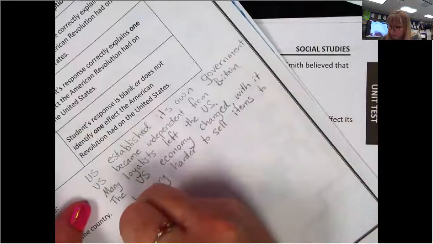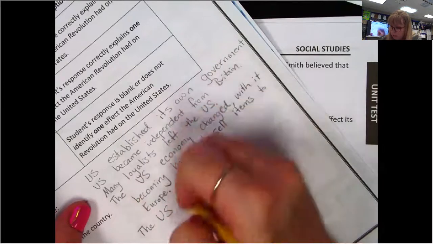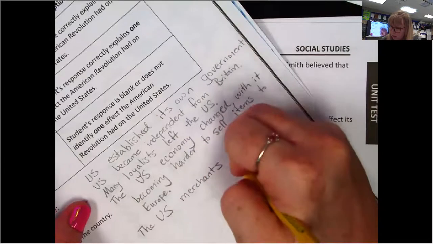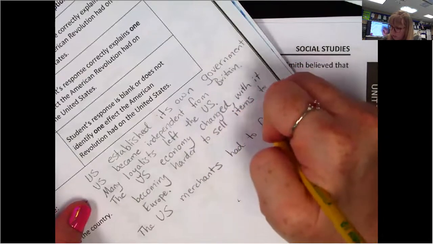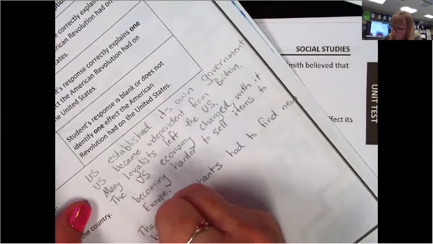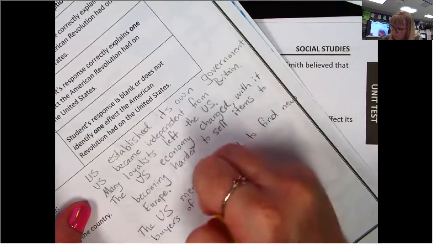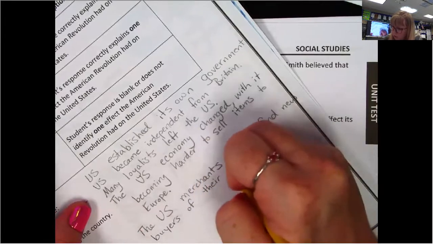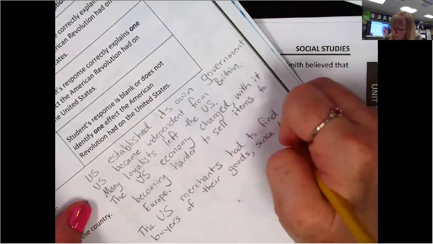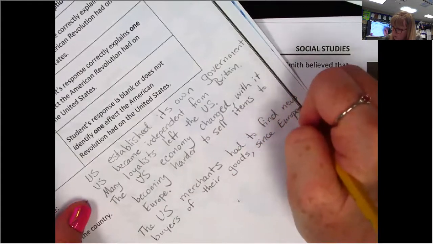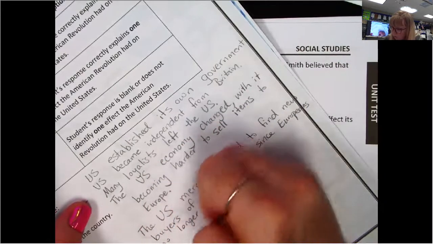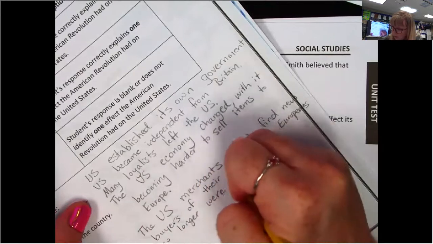Another thing was the U.S. merchants, a merchant being a person who sells items, merchants had to find new buyers of their goods since Europeans were no longer buying from them.